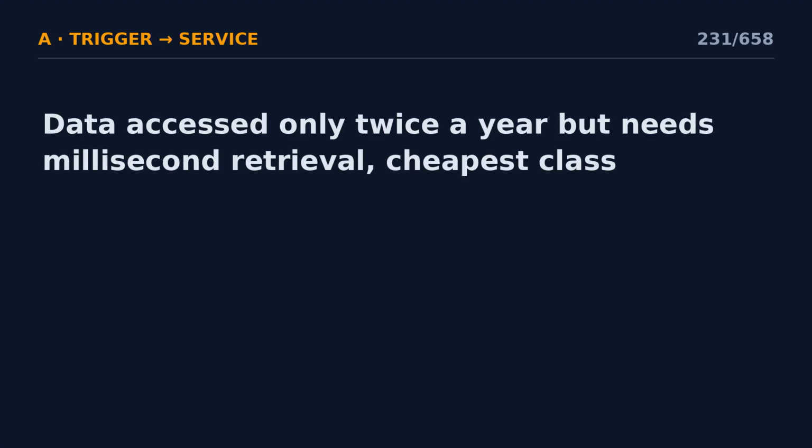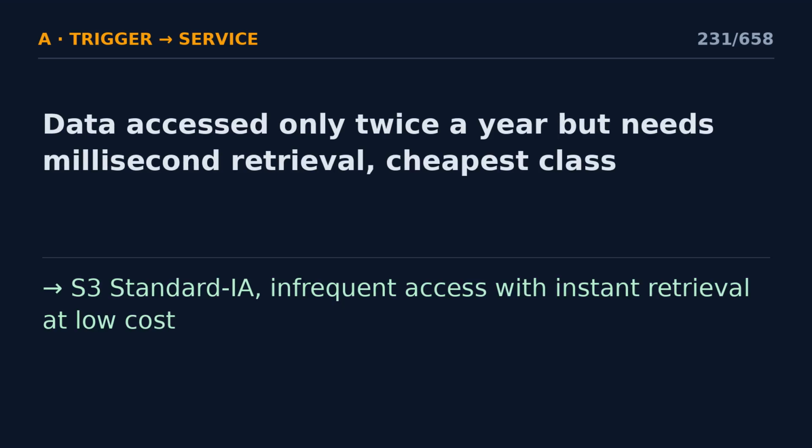Data accessed only twice a year, but needs millisecond retrieval, cheapest class. Answer: S3 Standard IA, infrequent access with instant retrieval at low cost.